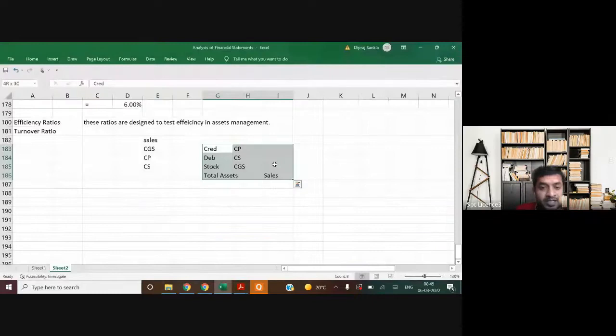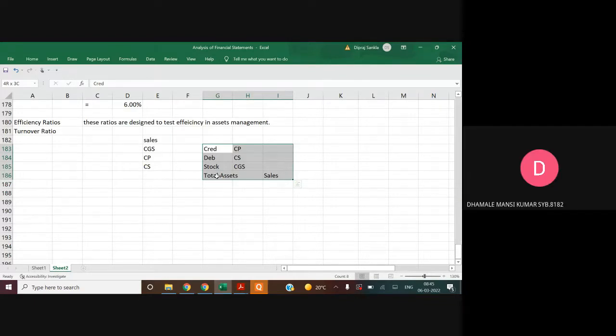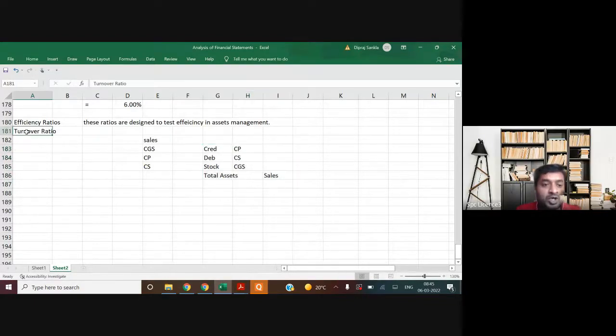So keep in mind the meaning of turnover is different in case of creditors, debtors, stock, and total assets. Okay. Now turnover means turned over. These are actually two different words. Turnover signifies turned over.